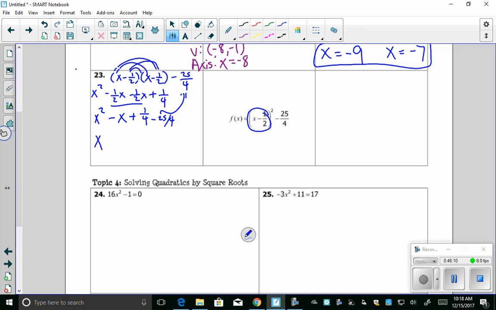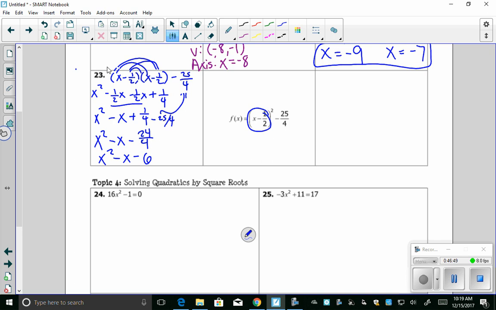Combine like terms, you get x squared minus x minus 24 over 4, which will then reduce to minus 6. I'm sorry, I wrote that wrong. It's 4 here, and it'll be minus 6 there. I just wrote it wrong, and that's my bad.